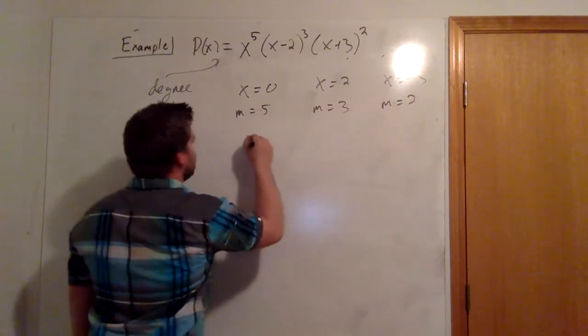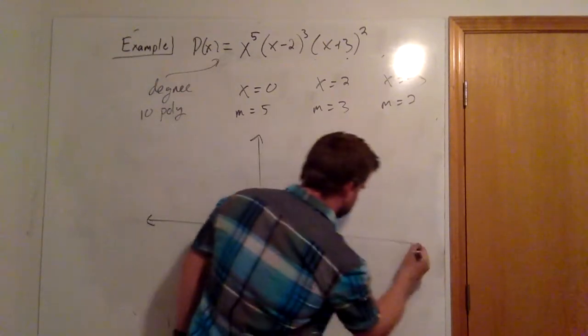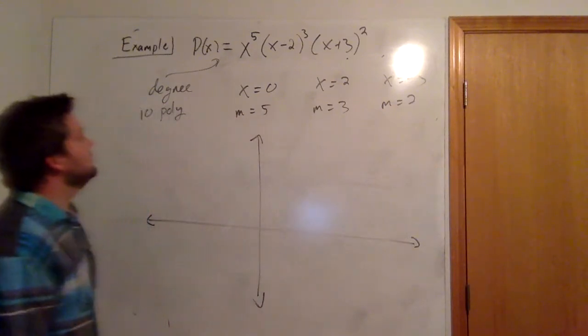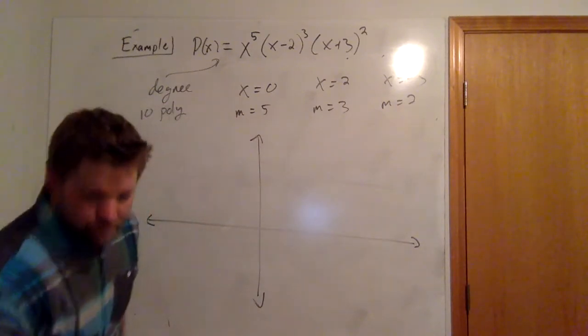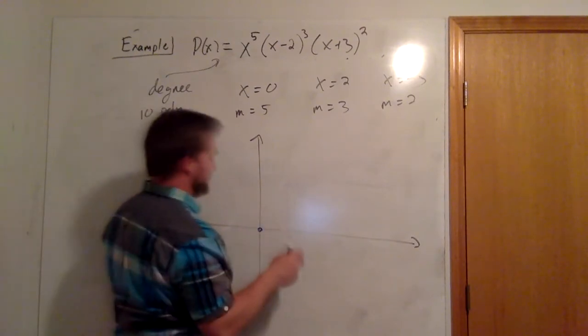Let's go ahead and graph this. Okay, so I have a root at x equals 0. I have a root at x equals 2.